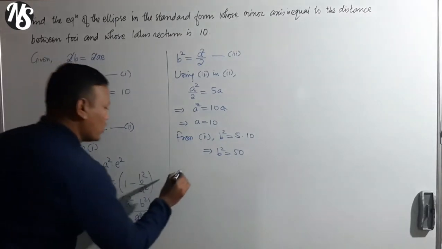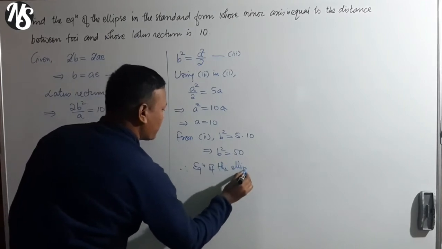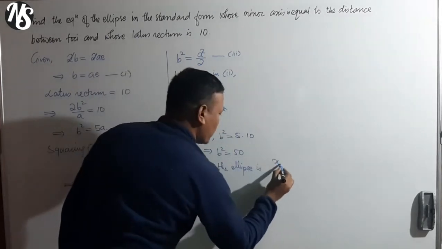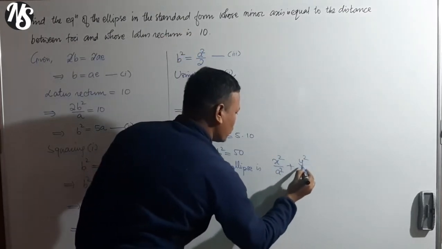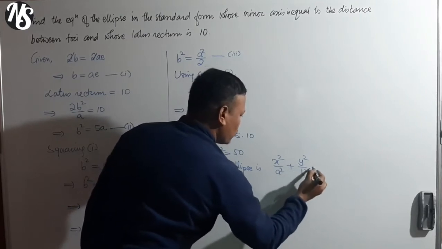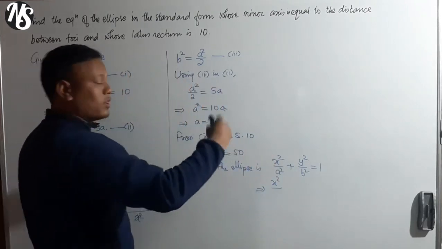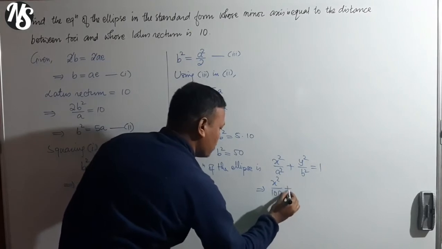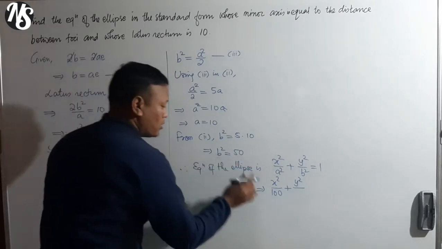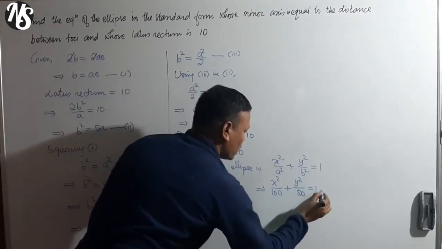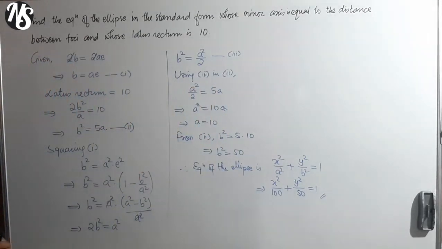Therefore the equation of the ellipse is again x square by a square plus y square by b square is equal to 1. The question says you have to find it in standard form. Let's put in the values: x square by a square, where a square is 10 square, which is 100, plus y square by b square, and b square is 50, equals 1. Okay, so this is my answer for this particular question. You may pause the video and note it down.